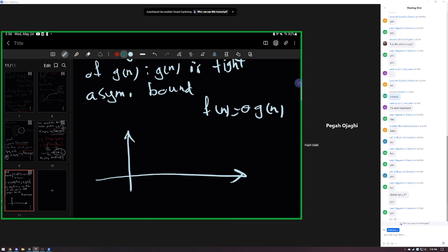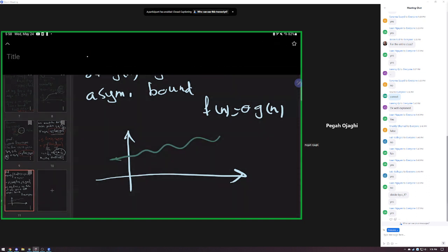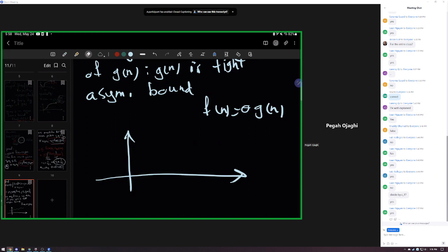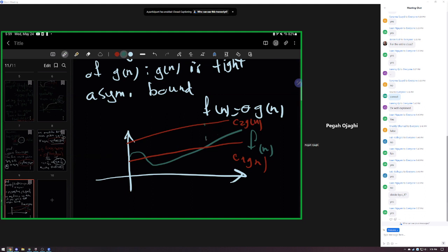So let's draw them again. This is going to be f of n. And then we have this one as C1 G of n, and another one here, C2 G of n. It means that after a while, after this n naught, f of n is going to be between C1 G of n and C2 G of n. Does it make sense?